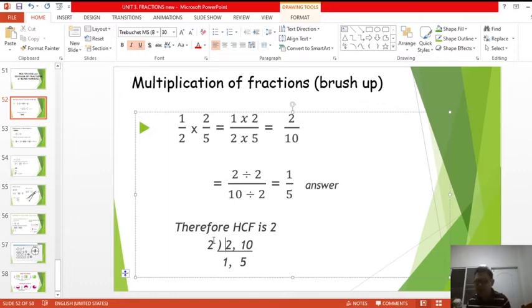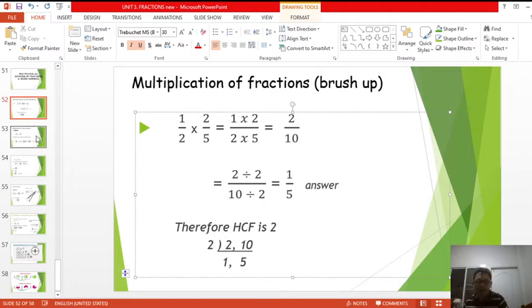After you find your HCF, all you got to do is to use this 2, your HCF, as your divisor for the numerator and denominator. So 2 divided by 2 is 1, and 10 divided by 2 is 5. And that is your final answer. And that is for multiplying proper fractions, I mean normal fractions. Okay? So let's move on to our topic now.